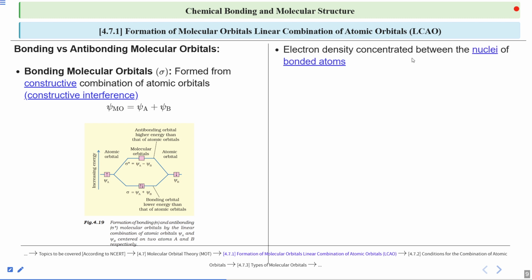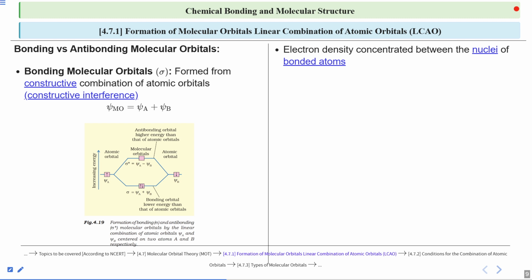Now, as a result of this constructive interference, three things will happen. First, your electron density will increase between the nuclei. And this is the reason your energy is going down. Why? Once you increase the electron density between the two nuclei, two things will happen. First of all, if there are no electrons between two nuclei, then there will be no shield between them and they will repel each other. Okay, so this is the first thing.